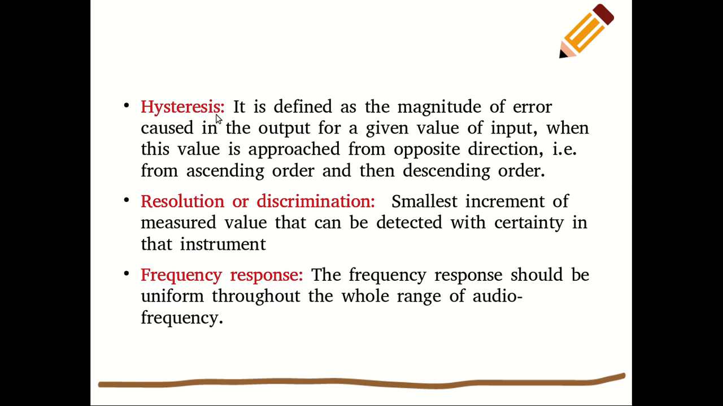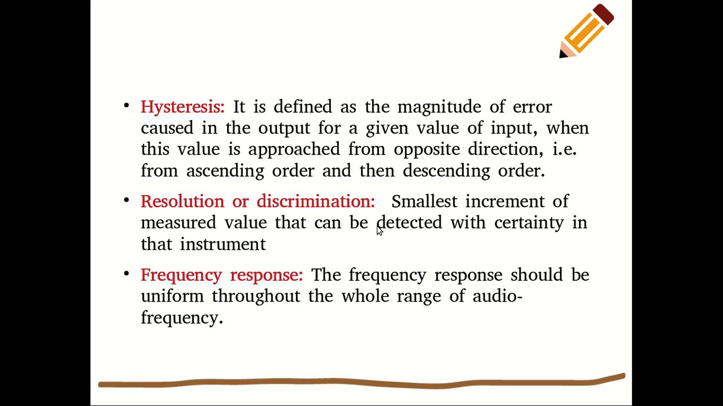What is meant by hysteresis of a transducer? Hysteresis is defined as the magnitude of error caused in the output for a given value of input when this value is approached from the opposite direction. Suppose I have taken readings from 1 to 10. If I again come from 10 to 1, the output should ideally be the same, but it does not happen. The output will change slightly. What we call the hysteresis.